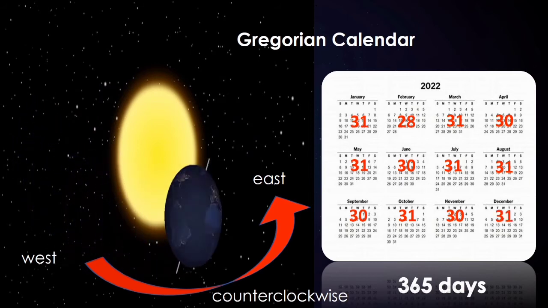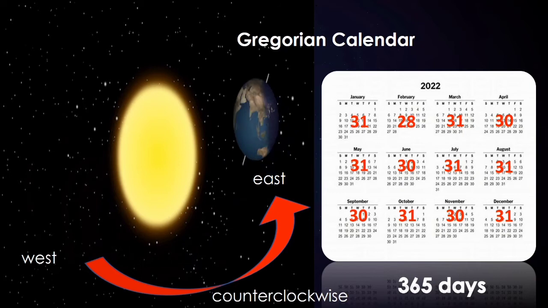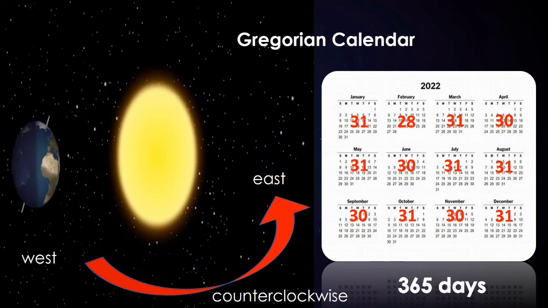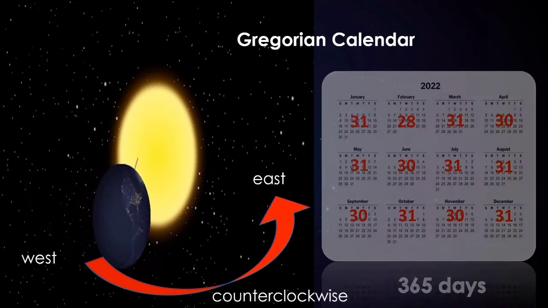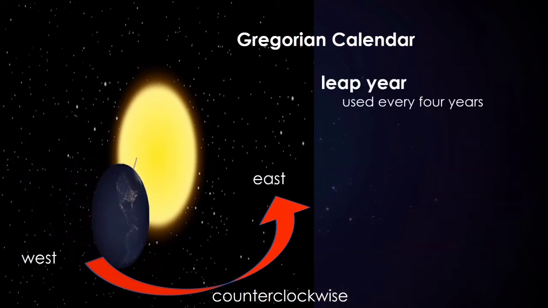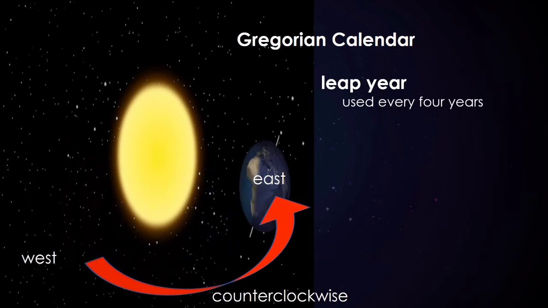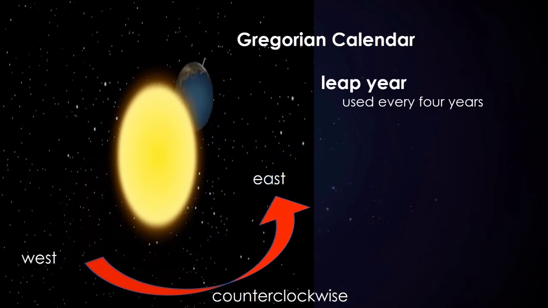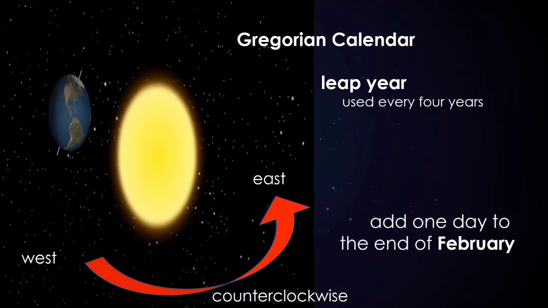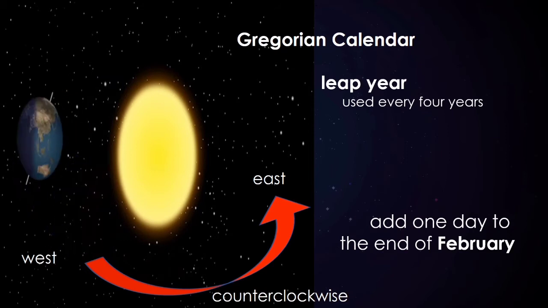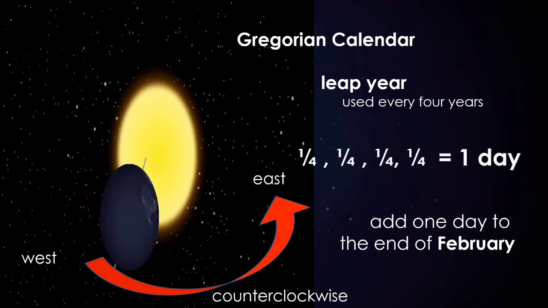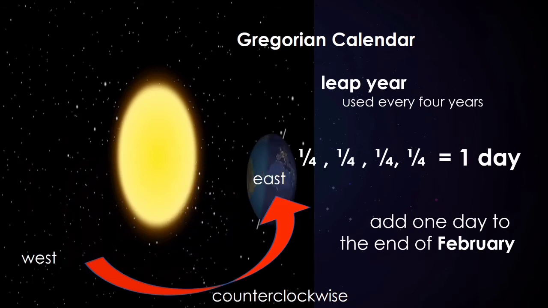So, to compensate for the extra time and to keep the calendar in sync with the revolution of the Earth, a leap year is used for every 4 years. A leap year adds 1 day to the end of February. Four 1/4 days are equivalent to 1 day.